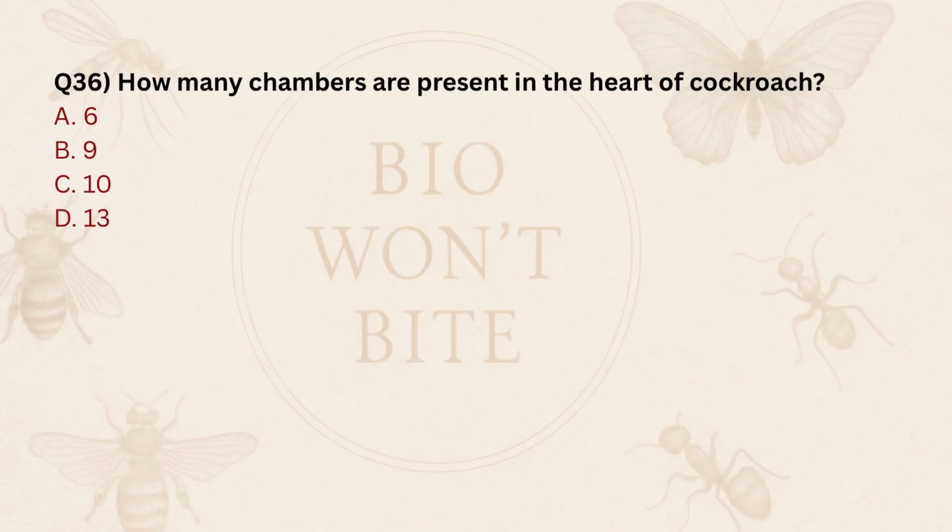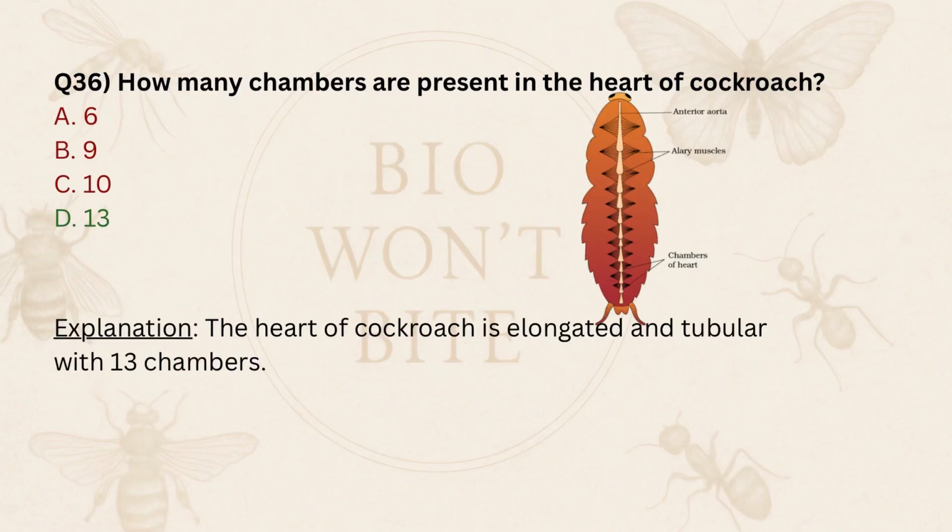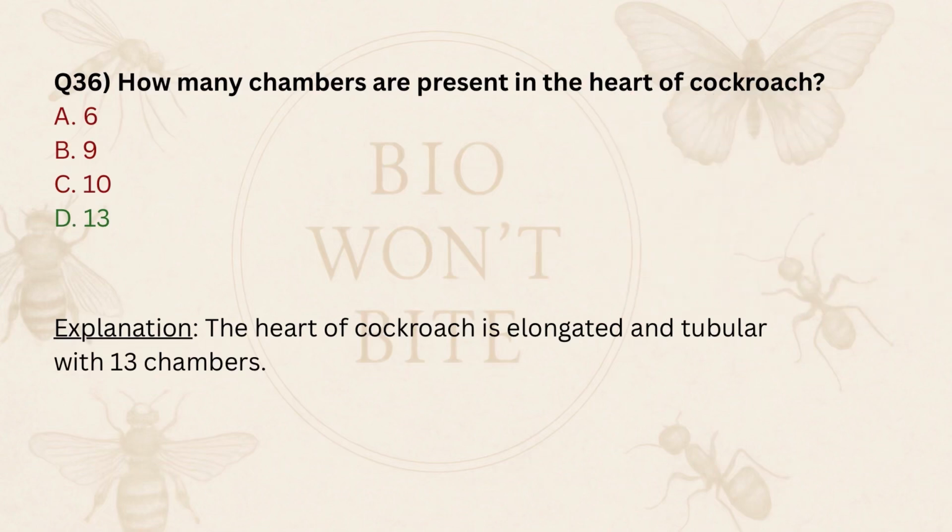Our next question is, how many chambers are present in the heart of cockroach? Option D, 13, is the correct answer. The heart of cockroach is long and tubular, consisting of 13 chambers that pump blood forward.